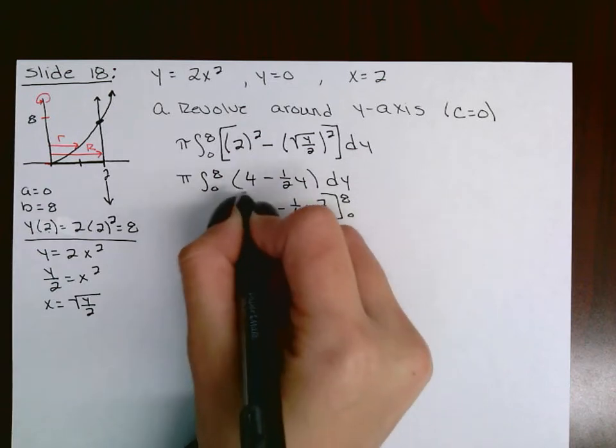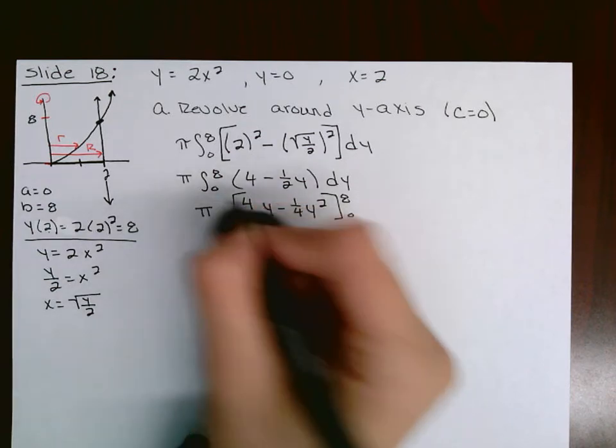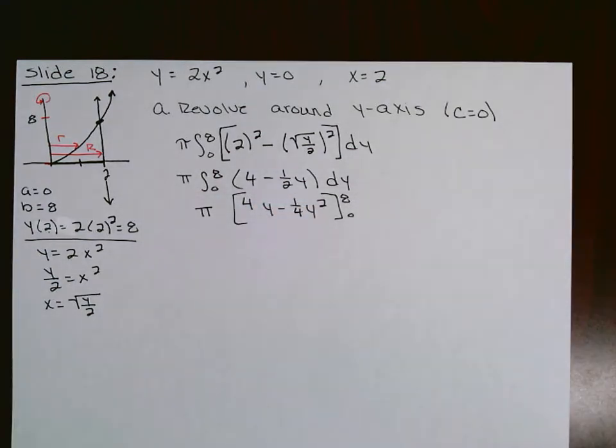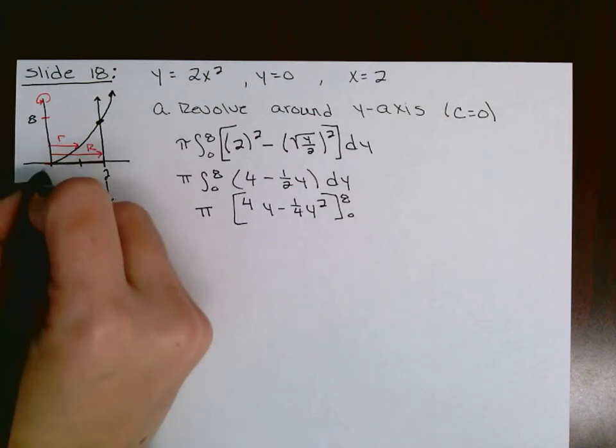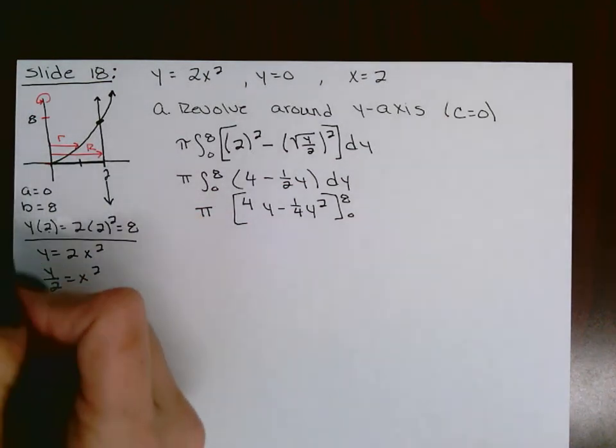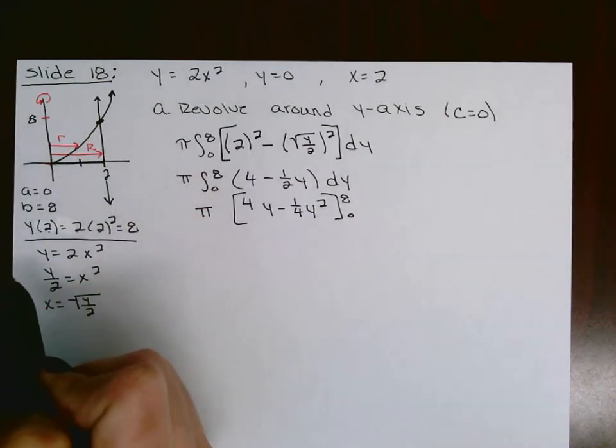Wait, the first one, they couldn't cancel out, right? Remember, we're rotating right now around this line. Oh, so they're doing negative. So technically my c is 0, so I don't have a c.